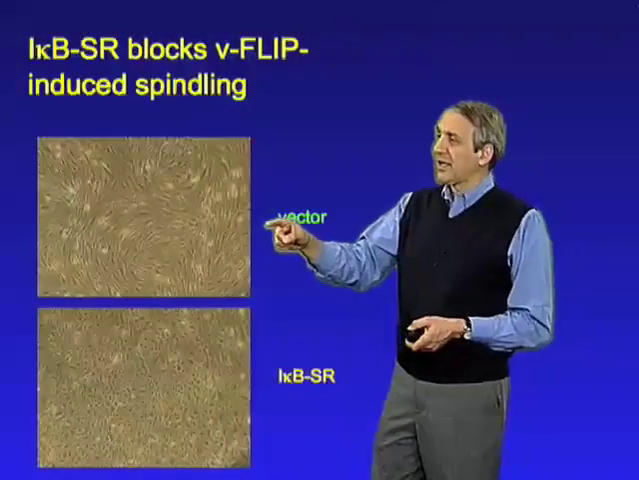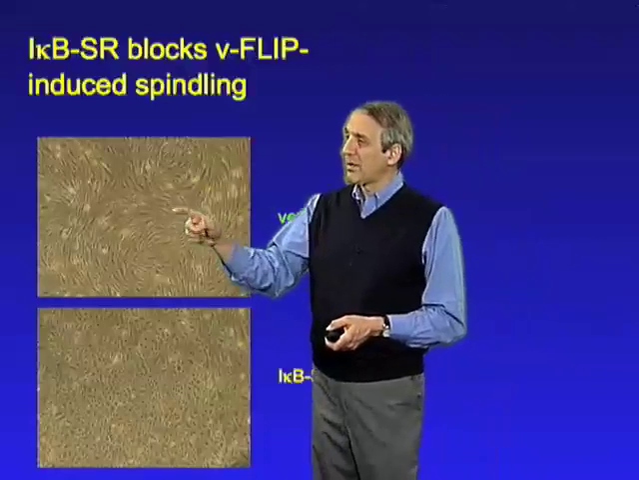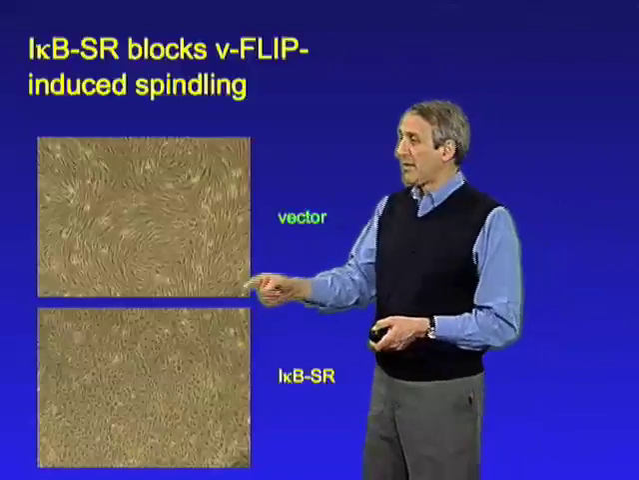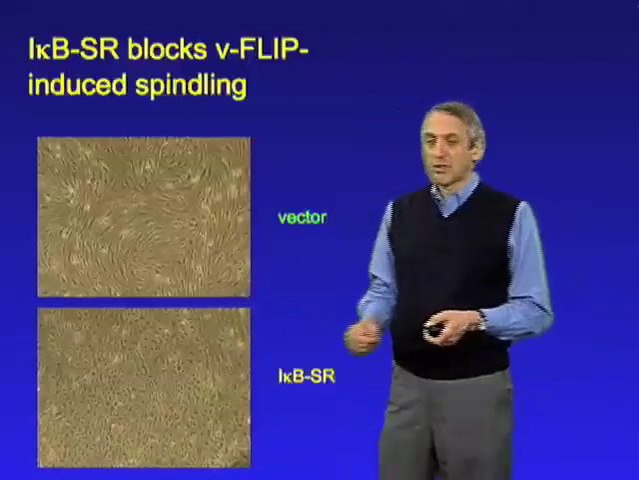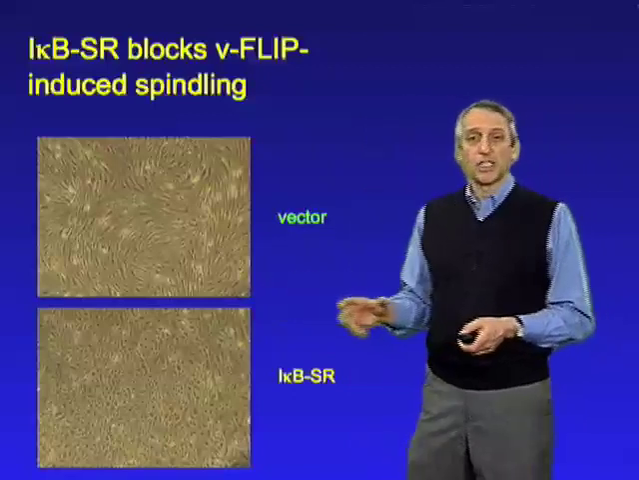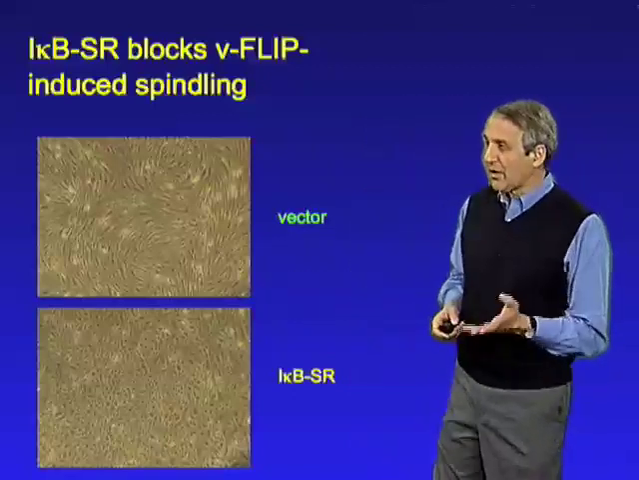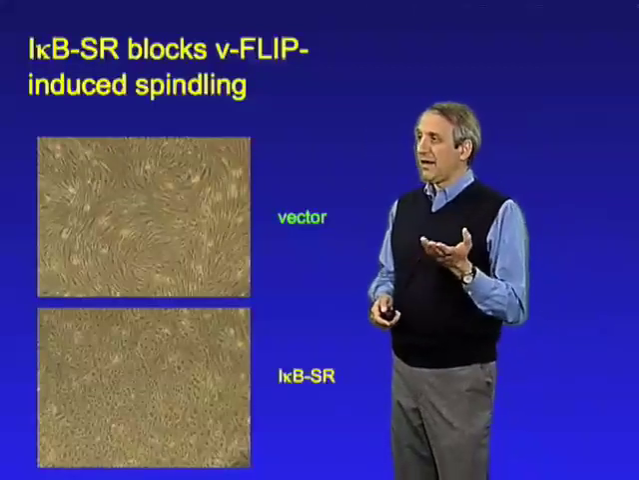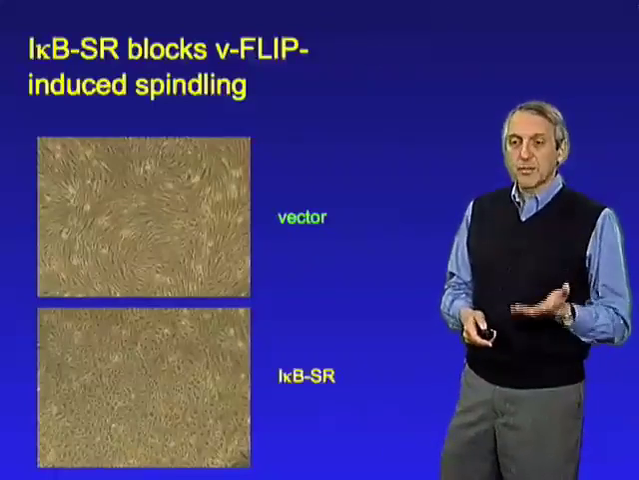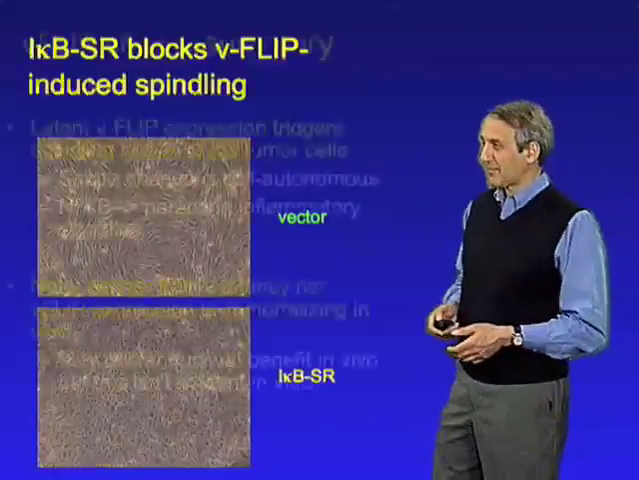In cells that did not get the I-kappa B superrepressor, FLIP expression led to the characteristic spindling that I showed you earlier. But in cells that did get the superrepressor, that spindling morphology change was totally ablated. So clearly, it's the NF-kappa B induction by FLIP that is responsible for the spindling phenotype.